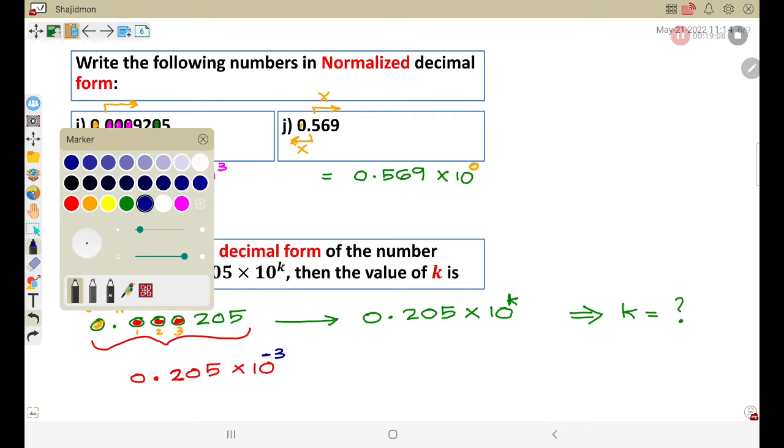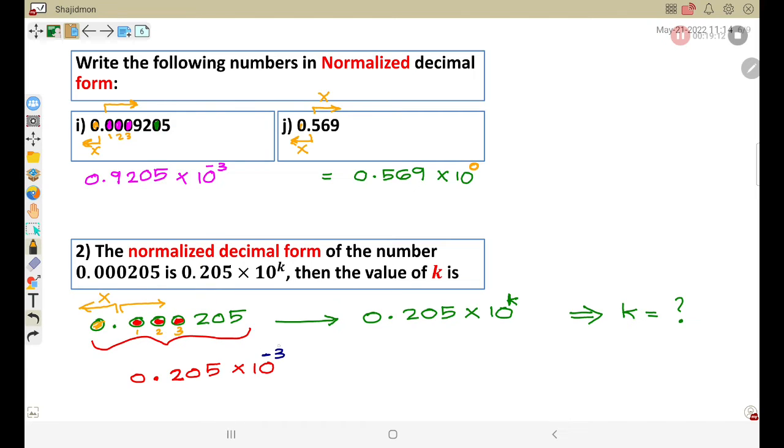Now you can write what is our k number. What is k here? See, 10 power k. What is that k asking? Because here it is the same, see, 0.205. So what will be the k number? K equal to minus 3. K equals minus 3. So I hope it is clear to you. K equals minus 3.